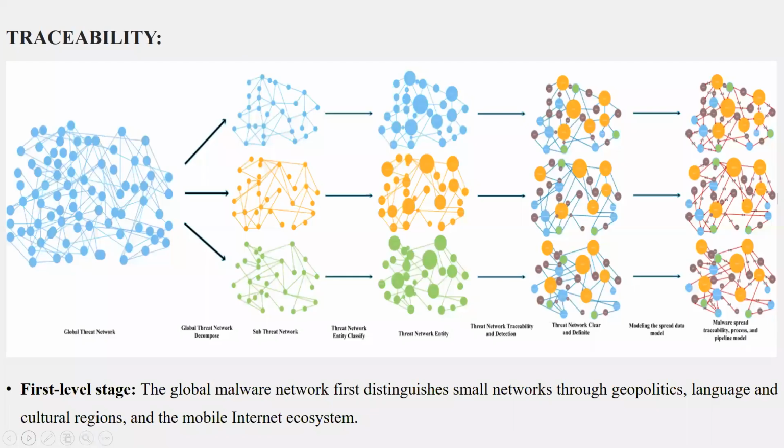So the next is the traceability. In this traceability, we have multiple levels. The first one is the global threat network, and this is subdivided into multiple sub levels. In the first level, it first distinguishes according to geopolitics, language, and the mobile internet ecosystem. In the second stage, the IP address and domain name identities will be separated according to the users who are connected with the internet.